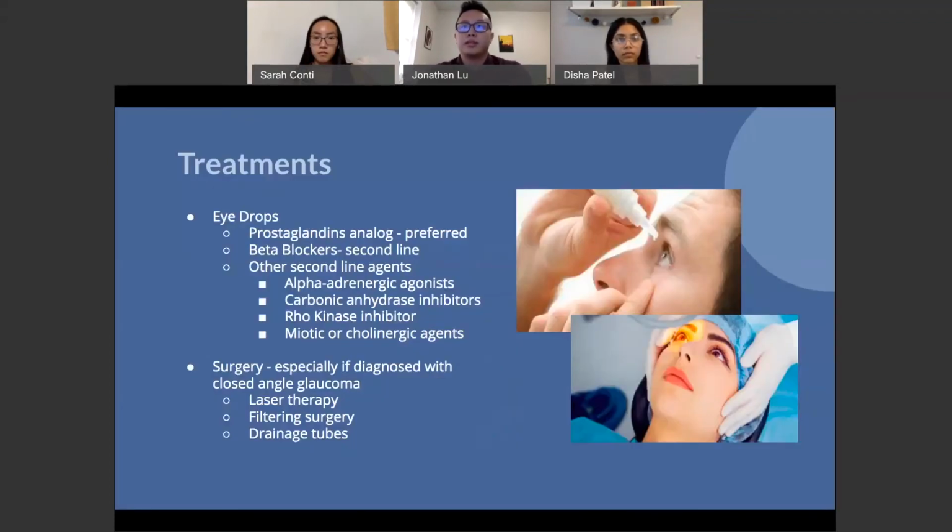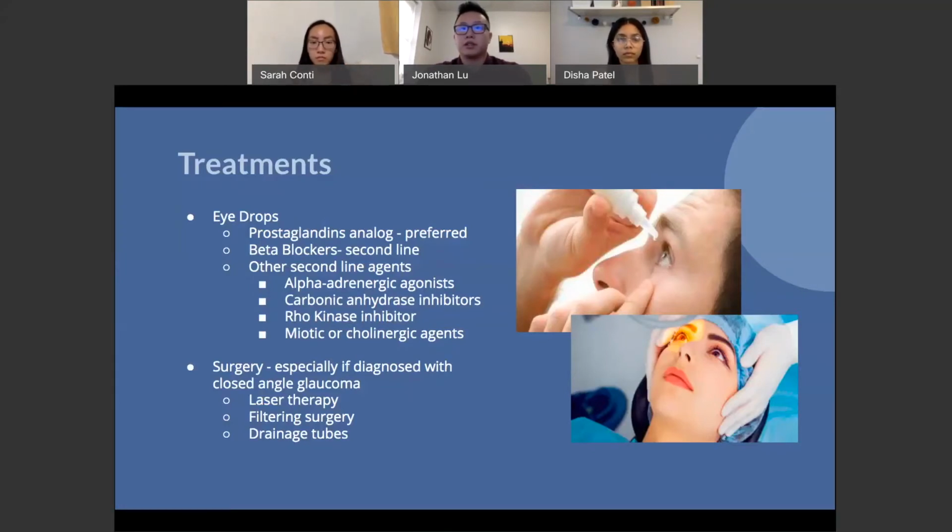Some of the treatments come in either the form of eye drops or surgery. Eye drops are always preferred, specifically with prostaglandins. Beta blockers are your second line, and there's other second line agents such as alpha adrenergic agonists, carbonic anhydrase inhibitors, rho kinase inhibitors, or miotic or cholinergic agents. In the case of open angle glaucoma, eye drop treatments should always be used before considering surgeries.